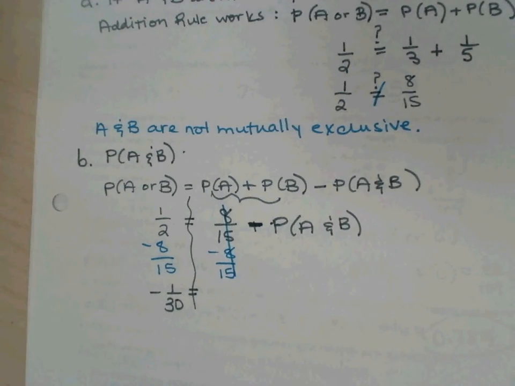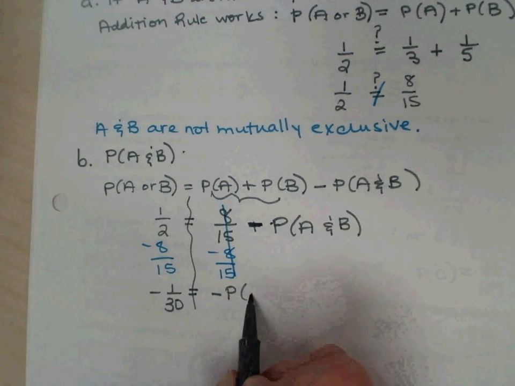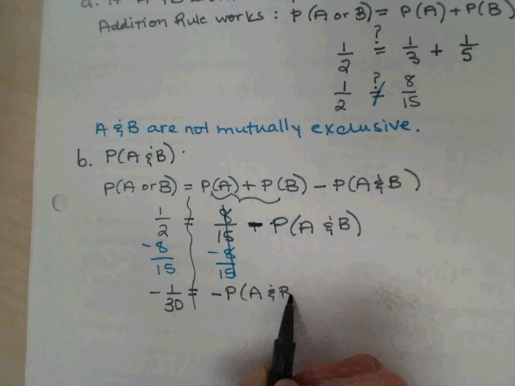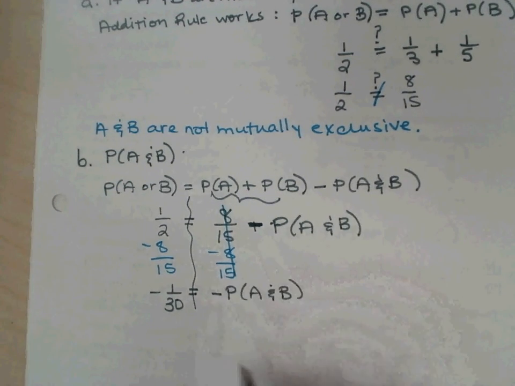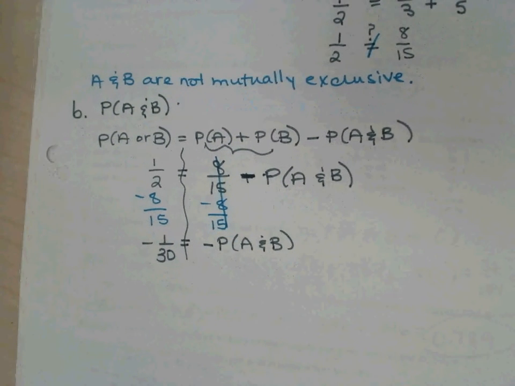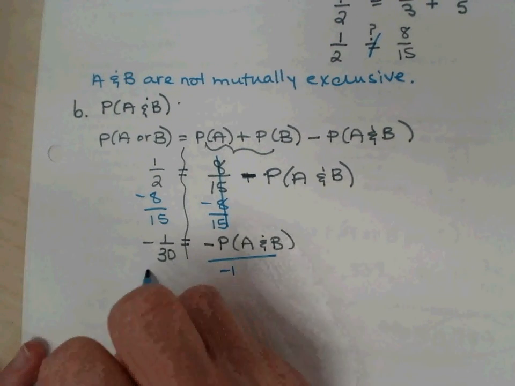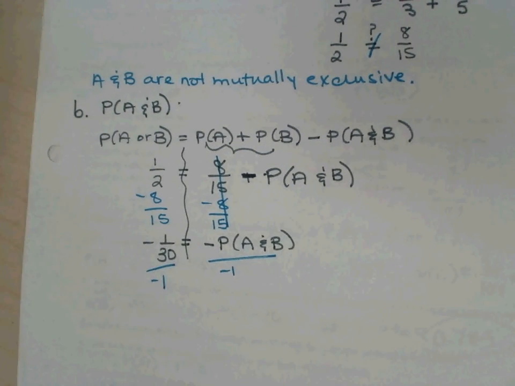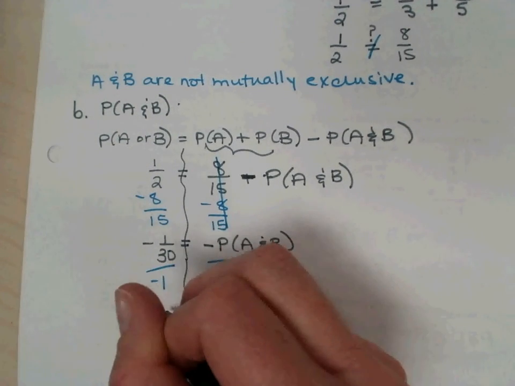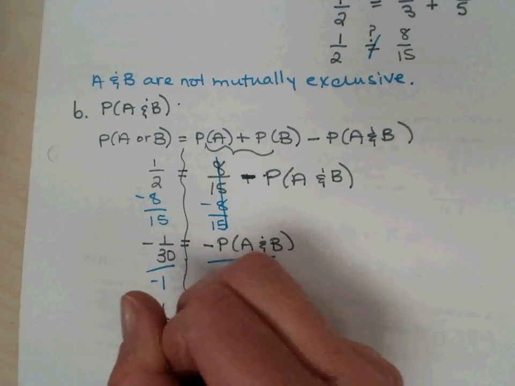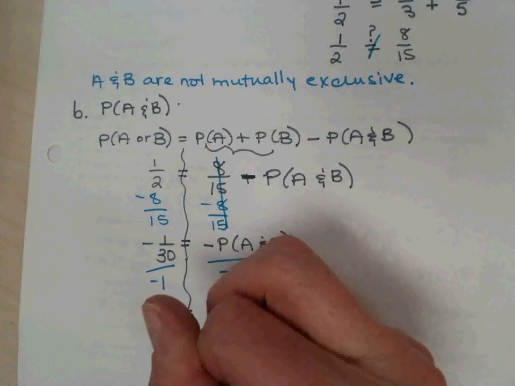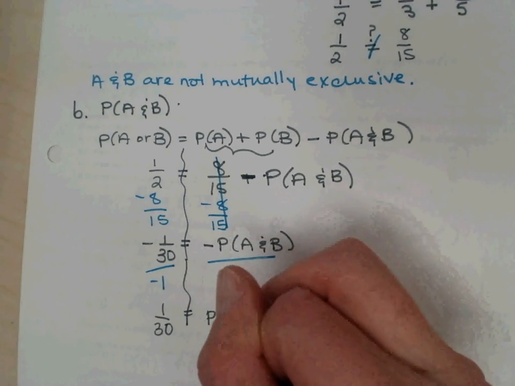That's going to be equal to negative probability of A and B. We have that minus sign in front that turns into a negative sign. And just divide both sides by negative 1 to get it back to positive. So now we have a positive 1/30. I like that you were questioning that because we can't have a negative probability. We know that. Good observation. So the probability of A and B is 1/30.